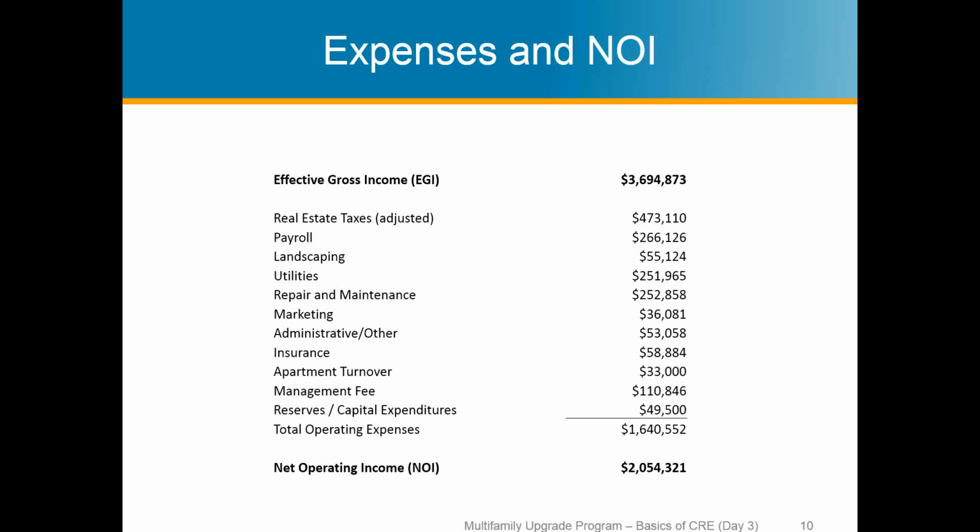So when you subtract operating expenses from effective gross income, you come up with a term called NOI, or net operating income. So this is an important number. So net operating income.